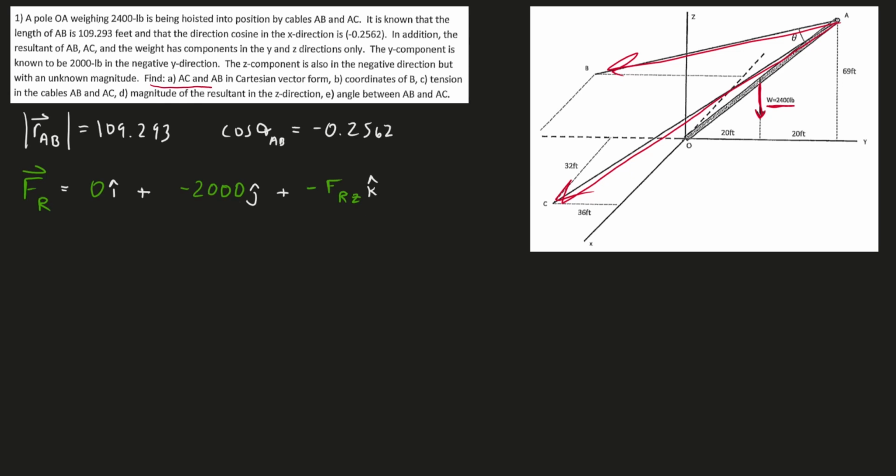Okay. Find AC and AB in Cartesian vector form, the coordinates of B, the tension in the cables AB and AC, the magnitude of the resultant of these 3 forces in the z direction, and the angle in between these 2 cables, AB and AC. There it is right there. So let's start with part A. Let's put these 2 vectors, AC and AB, in Cartesian vector form. When I read this, I'm wondering whether he means the force vector or the position vector, but at the end of the day, we'll find both of them.